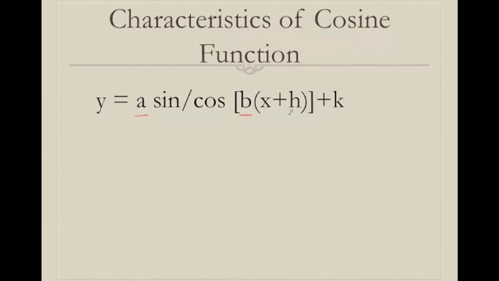Then we've got our h value here. Our h value is our phase shift, so it tells us if the function is being translated to the left or right, depending on this sign here. If it is positive, it's moving to the left, and if it's negative, it's moving to the right. And then over here, we've got our k value, which is the equation of our axis.